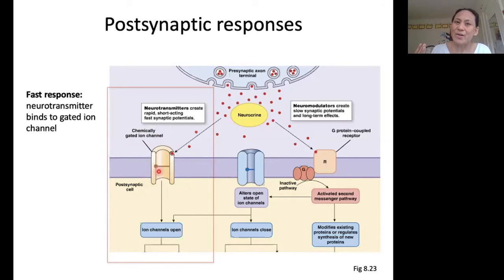Once the ion channel opens, what is going to happen in response to that? And then what is the effect of that going to be? Think about that for a second.